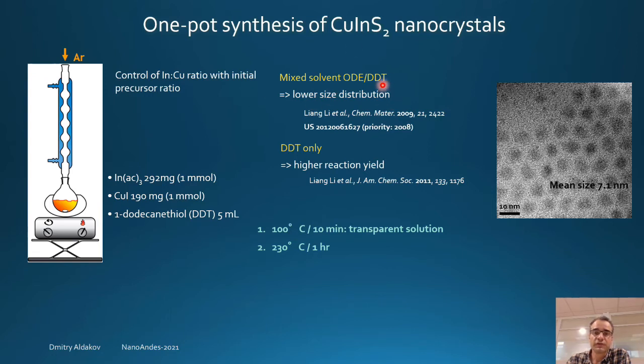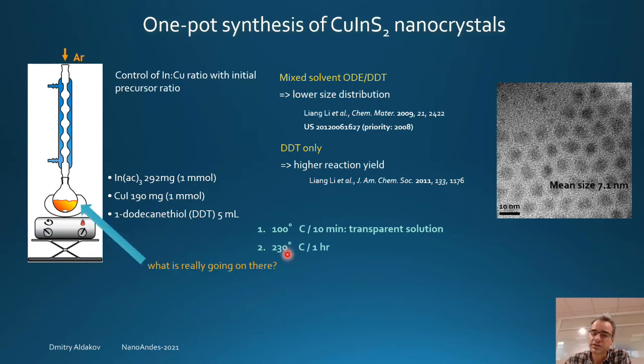If we use mixed solvent, DDT and octadecene, we get a narrower size distribution even though the temperature of the synthesis is lower. If we use just the DDT, we get nice monodispersed nanocrystals and high reaction yield. So usually the synthesis takes place at 100 degrees at the beginning. We get a transparent solution, then we heat it more at 230 for 1 hour.